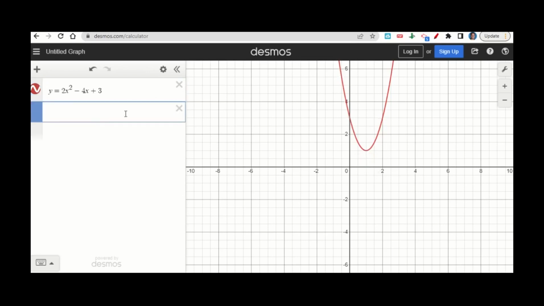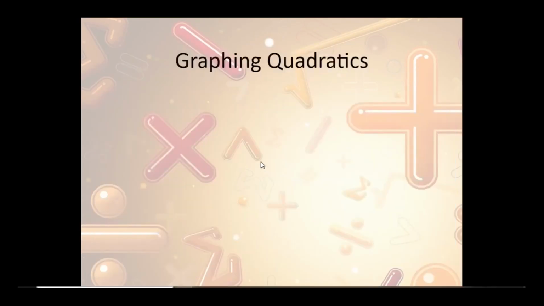We could also do it in vertex form. So y equals (x minus 3) squared plus 5. We can see here that our vertex, if we click on it, is at (3, 5). So this is how you can use Desmos to check your work when trying to find the location of the vertex of a quadratic. Now, how do we actually graph the quadratics?